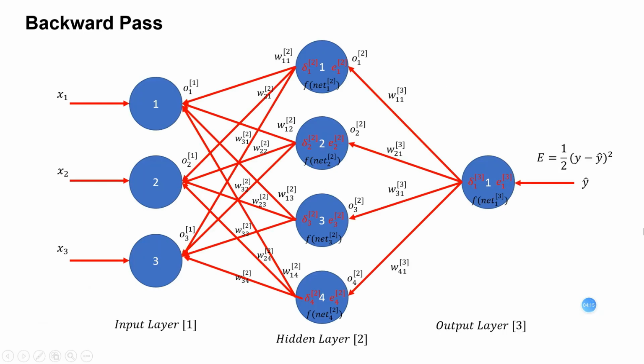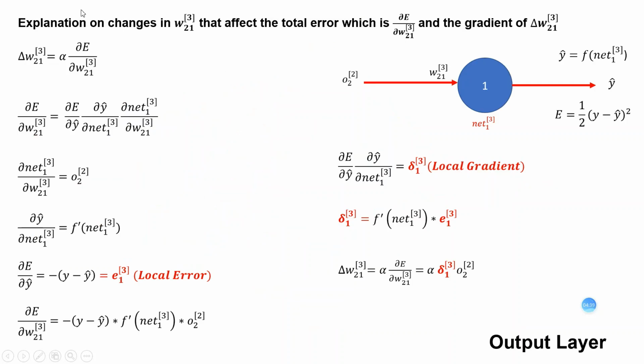Next I will explain the backward pass. We already know it's backward, so it changes the direction. It goes from the last layer towards the first layer. For this example, I will explain the change in weight 2-1 of the output layer that affects the total error, which is dE over dW21 of the output layer.